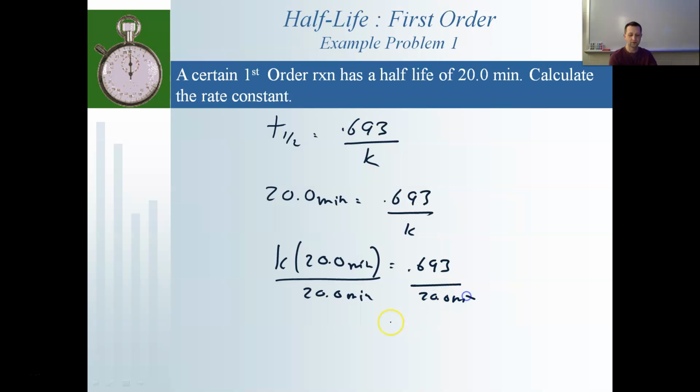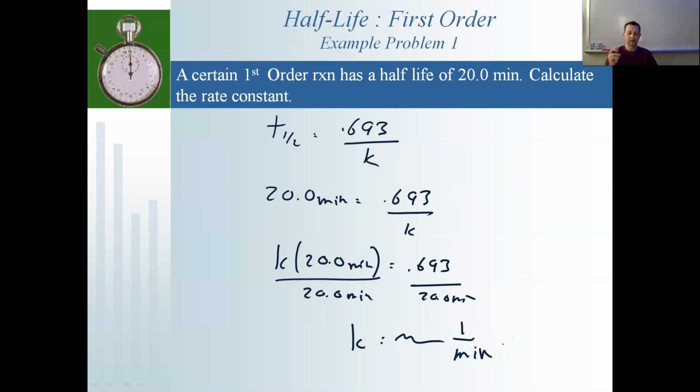And you get K equals 0.693 over 20, and there's no unit in the numerator. There is a unit in the denominator, which is in minutes. So your answer is going to be whatever the number is per minute.